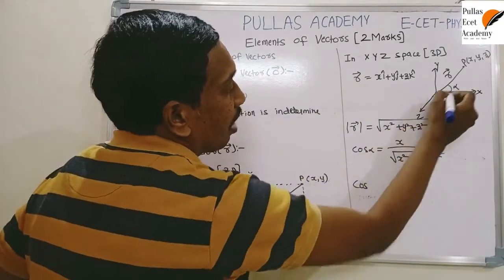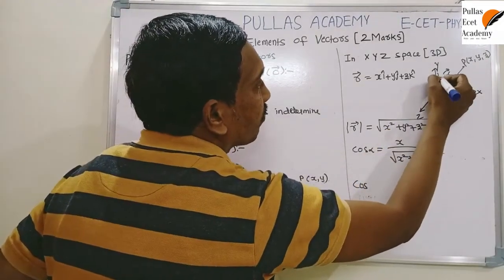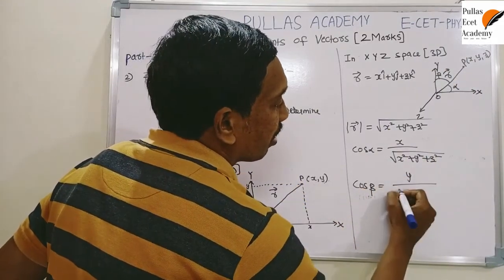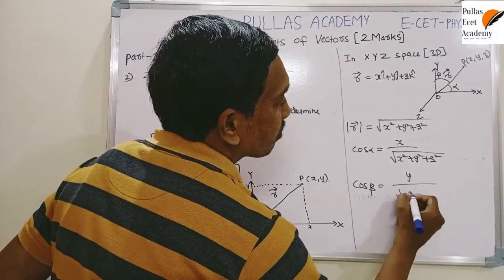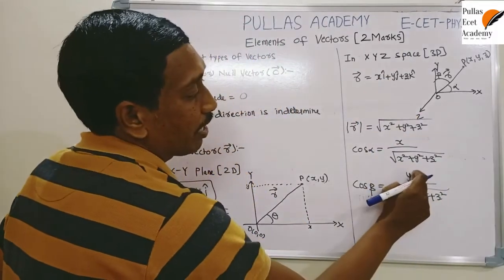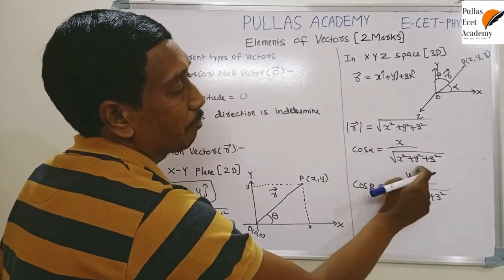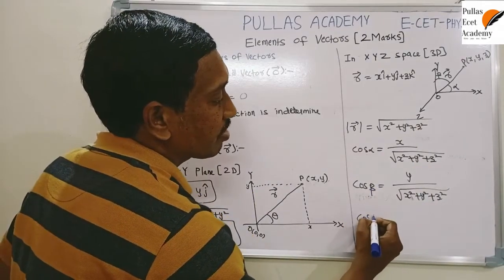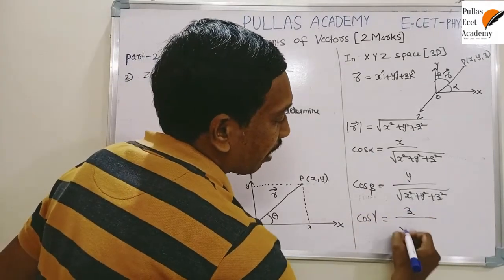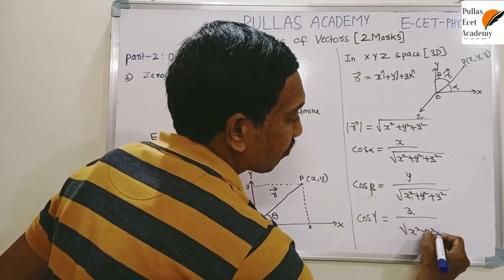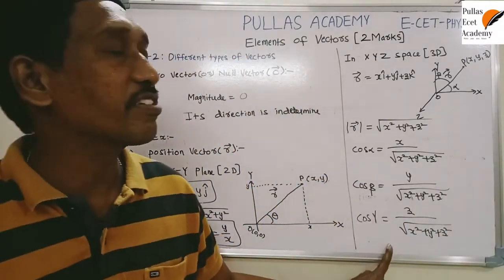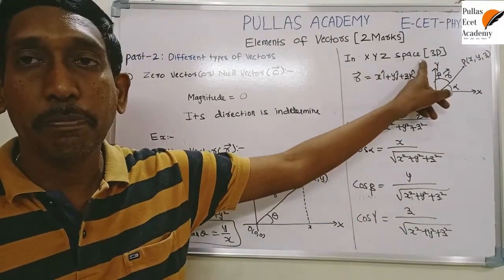Suppose the vector makes an angle with the y-axis, I consider beta. Cos beta is equal to the y component divided by the square root of x square plus y square plus z square. That means the denominator is the magnitude of the position vector: y component by magnitude of the vector, x component by magnitude of the vector. In the same way for gamma, cos gamma is equal to z divided by the square root of x square plus y square plus z square. This also indicates the direction of the position vector in x, y, z space.